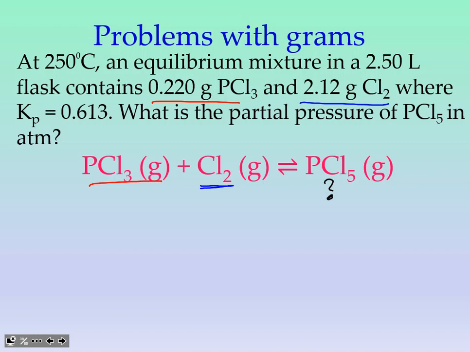They also gave us, importantly, Kp. And they want us to find the partial pressure of phosphorus pentachloride. So, any ideas? Where to even begin here? This is a fun one, I remind you. We need partial pressure, Kp, partial pressure of PCl5. Any ideas?